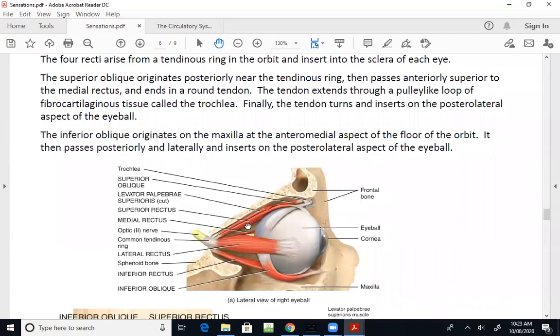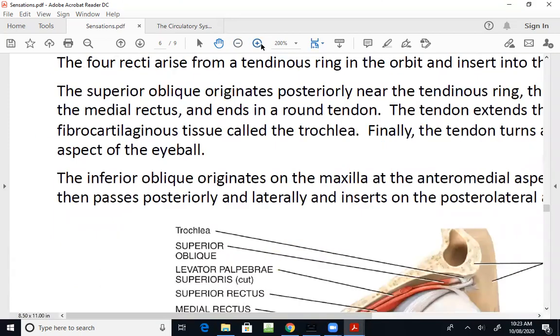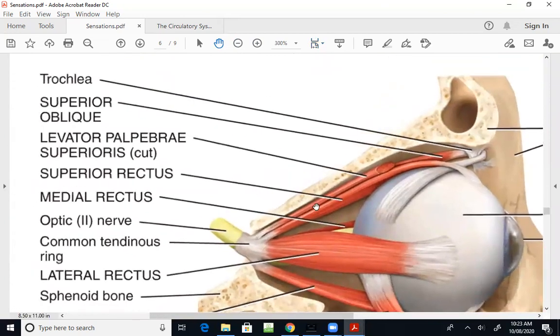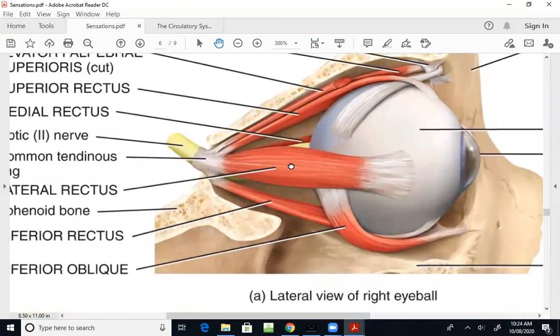On top of your eye, I'll zoom in here, is the superior rectus muscle that runs and connects to the top of the eye. And when it contracts, it allows you to look up. Lateral rectus is on the lateral side of the eye and allows you to look to the side.